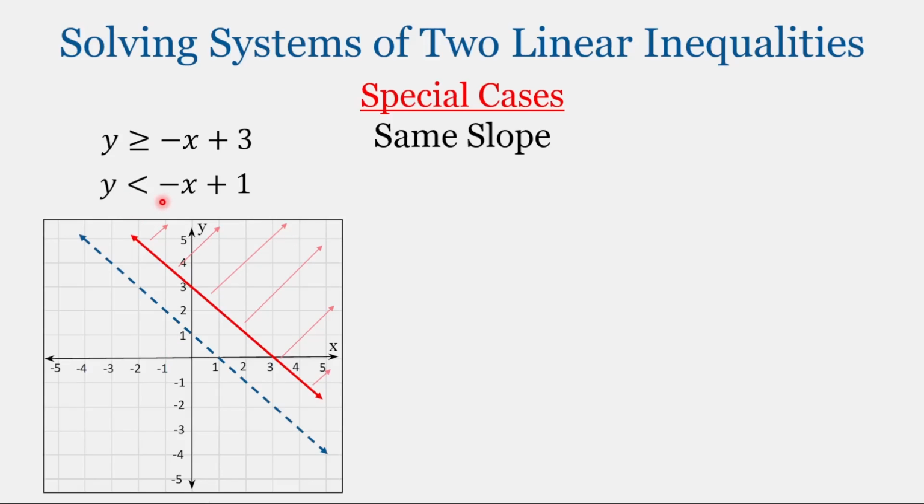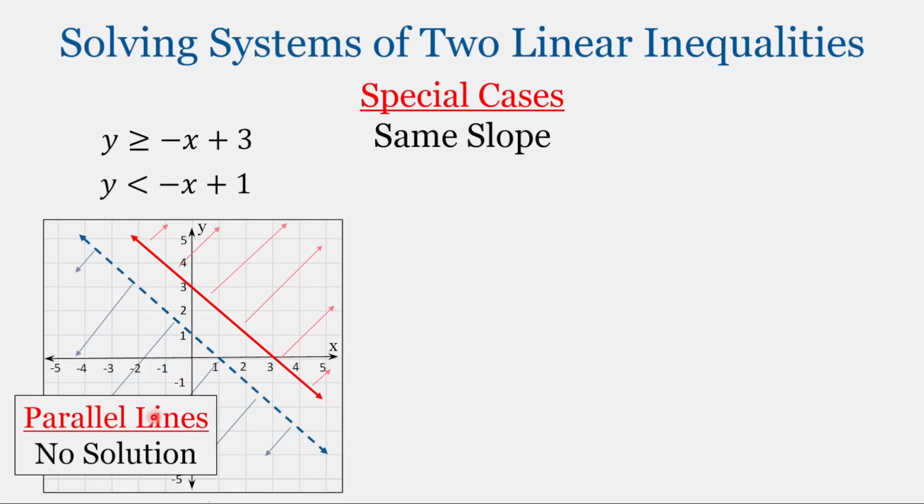And for y less than negative x plus 1, we end up shading the region down and to the left. There's no overlapping region here. We have parallel lines with no solution.